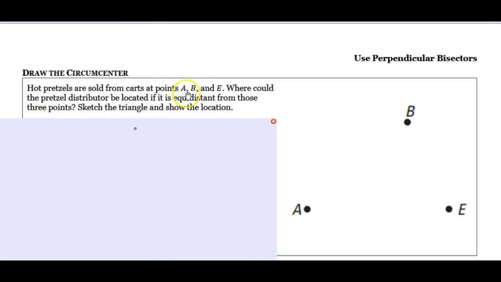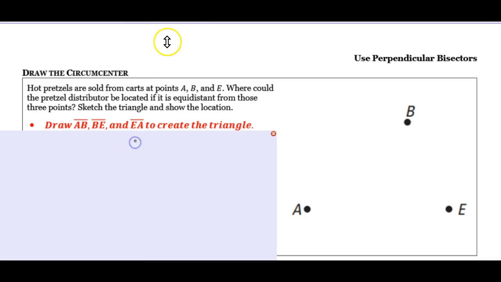Hot pretzels are sold from the carts at point A, point B, and point E. Where could a hot pretzel distributor be located if it is equidistant from those 3 points? So we want to sketch a triangle and show the location.